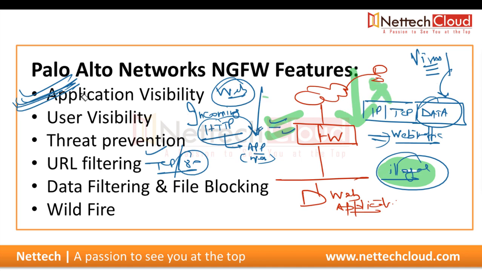But App-ID will not do that. App-ID's job is done, identifying the application. So now Content-ID or threat prevention has to play a role here, right? Threat prevention, or rather I would say Content-ID, means content inspection is required here to find out or to identify any threat.